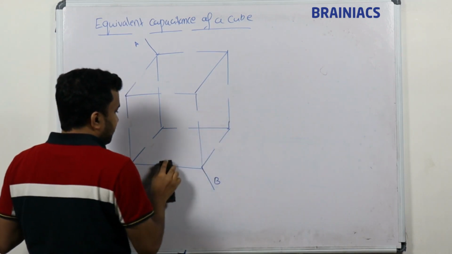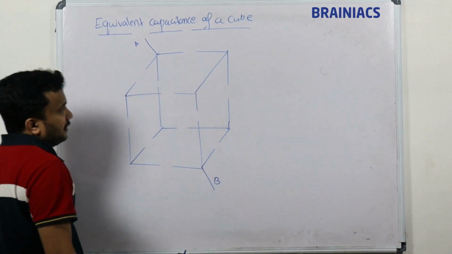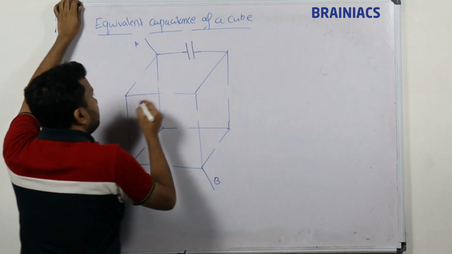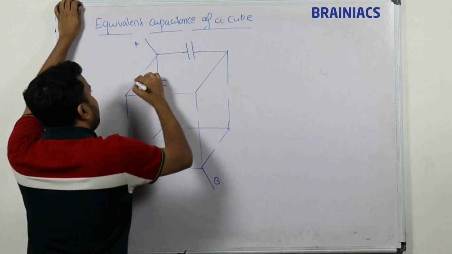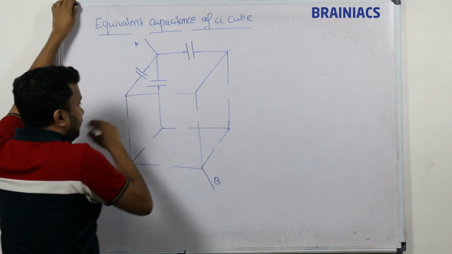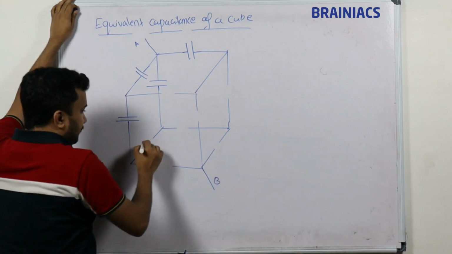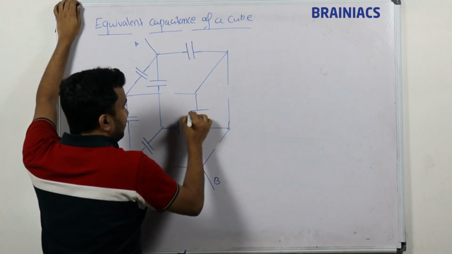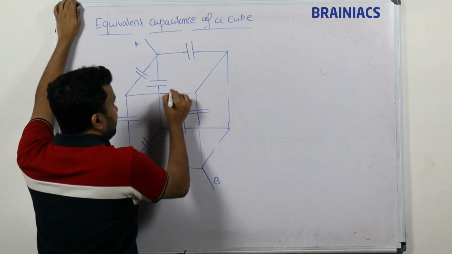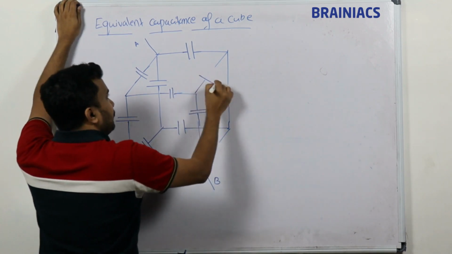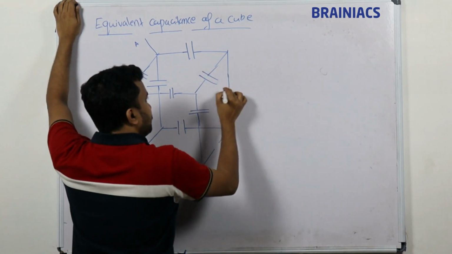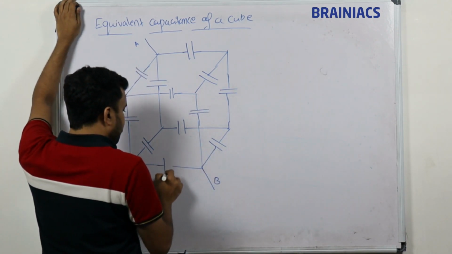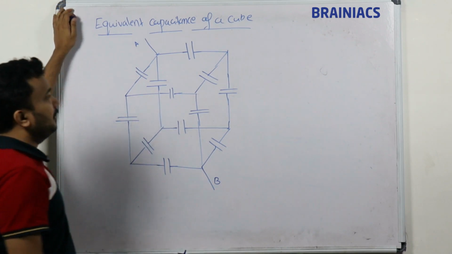So here we have capacitors. Hope every surface I have covered. Let me first complete this one. So I have one capacitor here, another capacitor here, another here, another here. This edge and this edge and this edge and this edge. Here also we need one. So all the edges are filled with a capacitor.